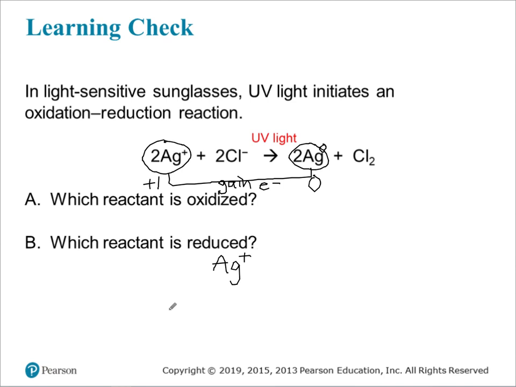Now, by process of elimination, since there's only two reactants, that means that the chloride ion was oxidized. But if you want to look at the problem, we go from -1 to 0. So we have to lose an electron to get there. So it was oxidized.